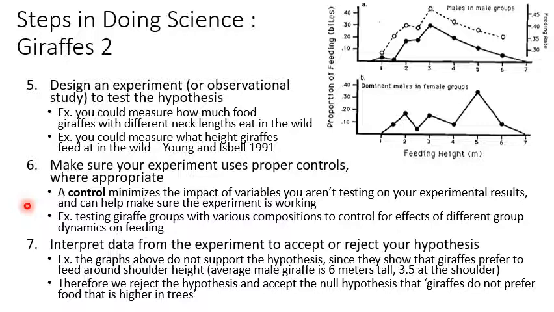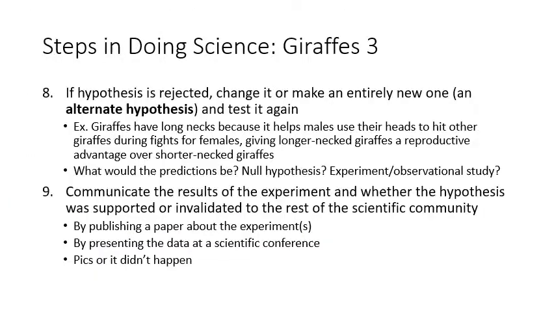Since we just rejected our hypothesis, what we've got to do next is make a new hypothesis, and then we could test that. So that's what's going on here. We're going to make a new hypothesis for why giraffes have such a long neck. We're going to call this an alternate hypothesis because it's not the one that we started out with. Then we're going to have to do a new experiment or maybe observational study to test the new hypothesis.